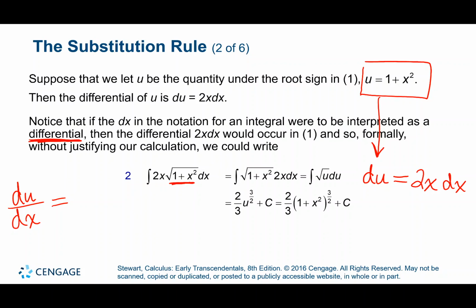We said this part was u, so they're writing square root of u, and then the 2x dx part, that's du. So now everything's written in terms of u. That's our goal, okay, is to get it where we don't have any x's anymore. Everything's in terms of u.